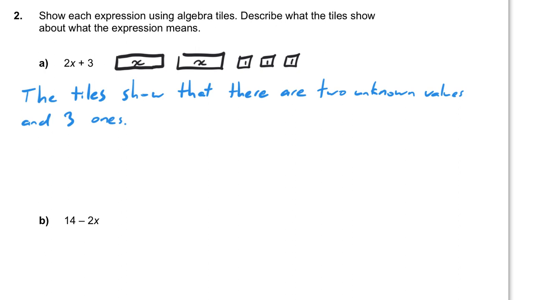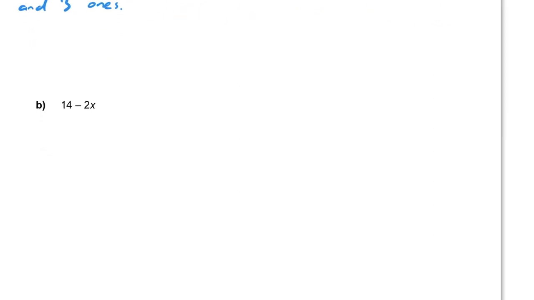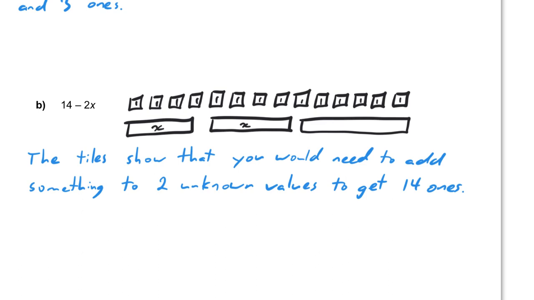Then I would draw this for the next one, 14 minus 2x. These tiles show that you would need to add something to two unknown values, the two x's, in order to get 14 ones up here. You'd have to add something here to these two x's to reach all 14 ones.